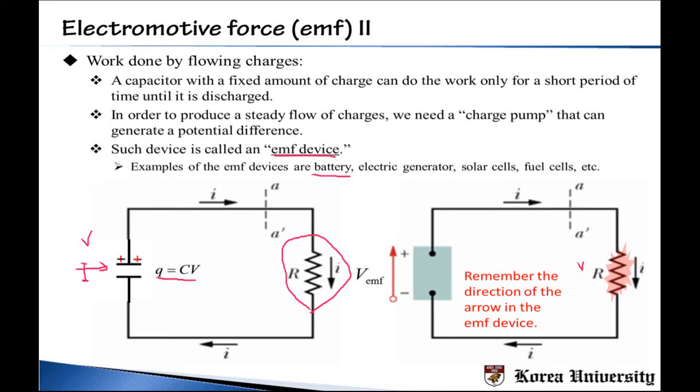How is it different from the case of a capacitor? When a capacitor becomes discharged, the amount of charge will decrease, so therefore the electric potential will also decrease. But in the battery, the electric potential will be maintained throughout its lifetime. And the same is true for an electric generator or solar cells or fuel cells. So these are the examples of electromotive force devices, or in short, EMF devices. Okay.